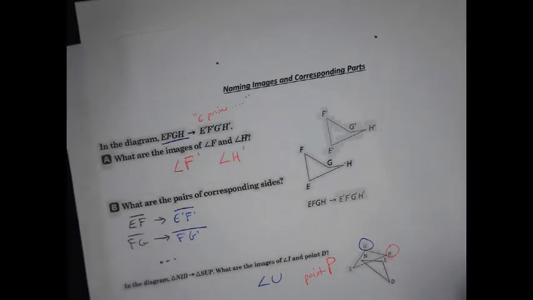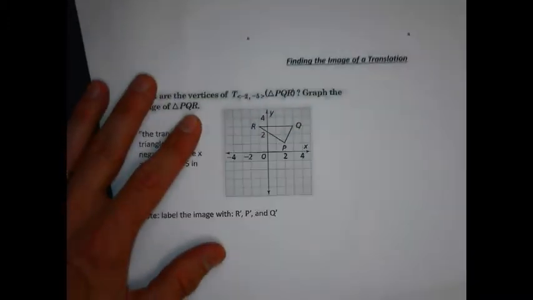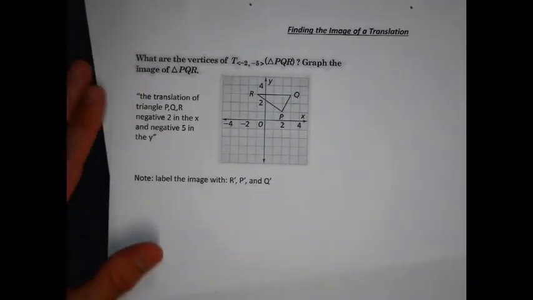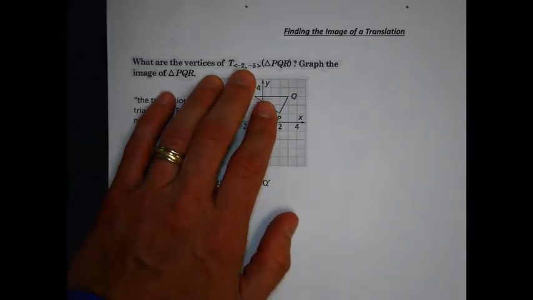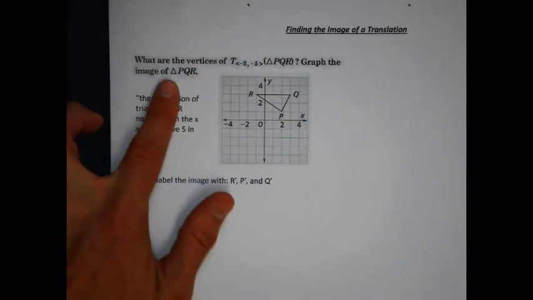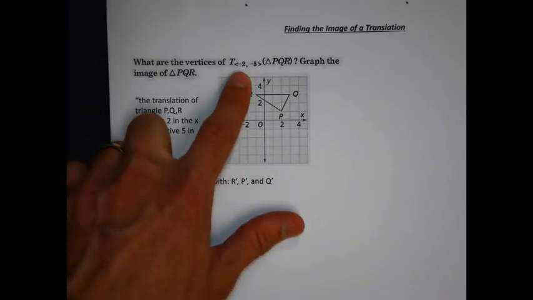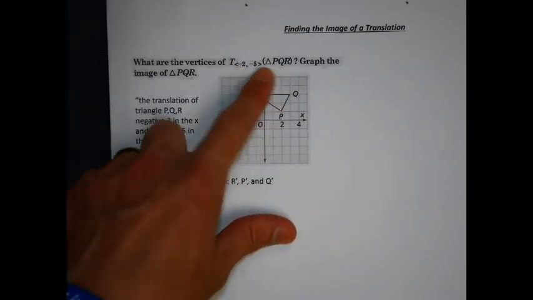So now, on to some cool stuff. Now we're going to find images of a translation. Take a look at this example here. What are the vertices of this triangle? And then we're going to graph the image of triangle PQR. So look at this. What is that?